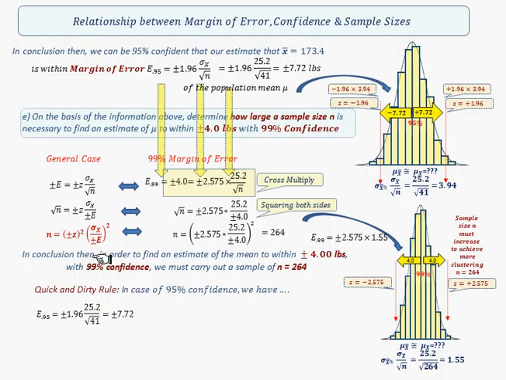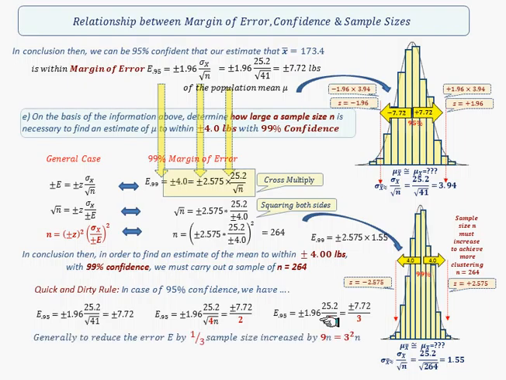The quick and dirty rule is simply this: from here we have this equation, and if you want to cut that error in half, we divide by 2 on both sides, but you see here the 2 is really the square root of 4. So in other words, to cut the margin of error by half, you must pump up the sample size by 4, and if you want to cut it by a third, you must pump up the sample size by 9n. Generally, if you want to cut the error term by 1 over k, you must increase the sample size by k squared times n.